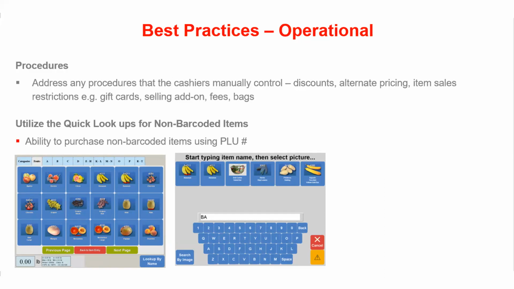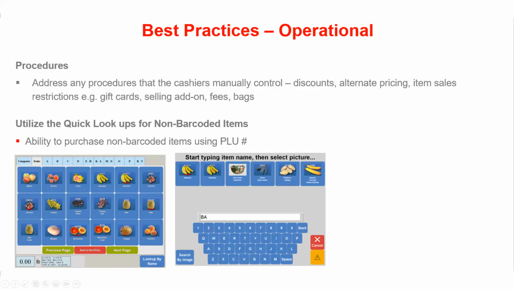The last best practice for self-checkouts before I go to shopper assistance is utilizing the quick lookups for non-barcoded items. Just like the flip charts on the front end that help the cashier, the quick lookups are the flip charts of the self-checkouts to help the customer. So when they come up with PLU items like bananas, apples, grapes, that they don't have the barcode for, they're very unlikely to know the PLU number for, they can use the quick lookups on the self-checkout, the same way the flip charts work. So there's a quick lookup button.